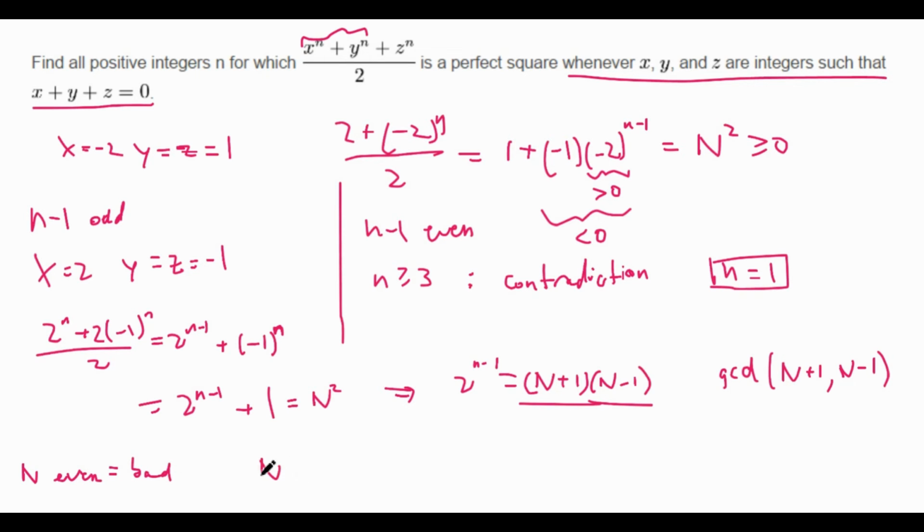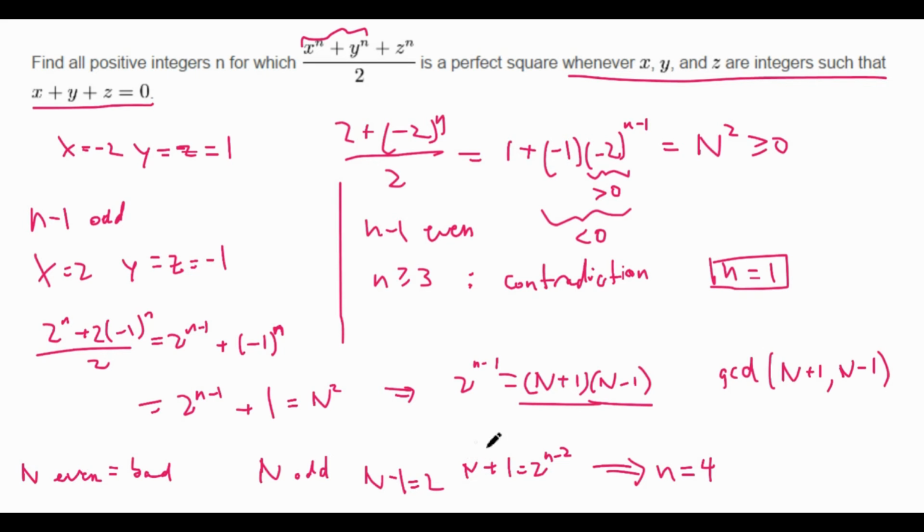So if we consider n odd, then the GCD is 2, which means that n minus 1 must equal 2, and n plus 1 is 2 to the n minus 2. So n minus 1 equals 2, n plus 1 equals 2 to the power of n minus 2, and we know that n minus 1 is equal to 2, which means n equals 3, so n plus 1 equals 4, which means that 2 to the n minus 2 is equal to 4, so n equals 4, because 4 minus 2 is 2, and 2 to the power of 2 is 4. So now we get one possible solution of n, which is great.